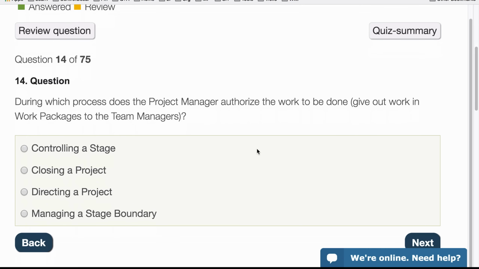Next, question 14. During which process does the project manager authorize the work to be done? So they give out work in work packages to the team managers. So that's the project manager handing out work to the team. And then is it controlling a stage, closing a project, directing or managing a stage boundary? Well, the only time the project manager gives out work to the teams is in the controlling a stage process.